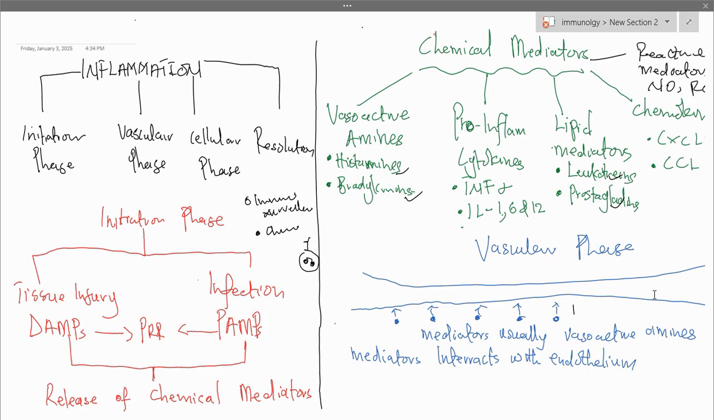Alright, so before we start with the cellular phase, let's take a quick look at the initiation and the vascular phase of the inflammation we did in our previous lecture. In our previous lecture, we defined what inflammation is. We said inflammation is the body's compensatory mechanism to get rid of pathogens or damaged tissues. And then we grouped the stages of inflammation into four. We said we have the initiation phase, the vascular phase, the cellular phase, and then the resolution phase.